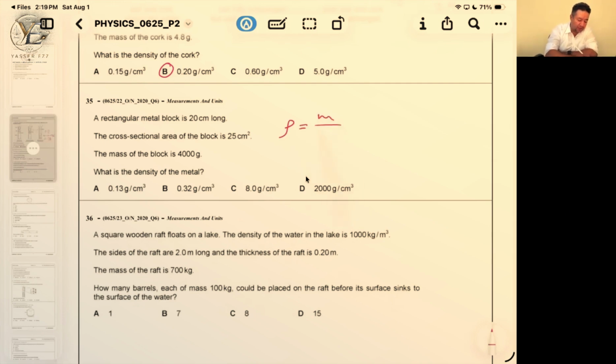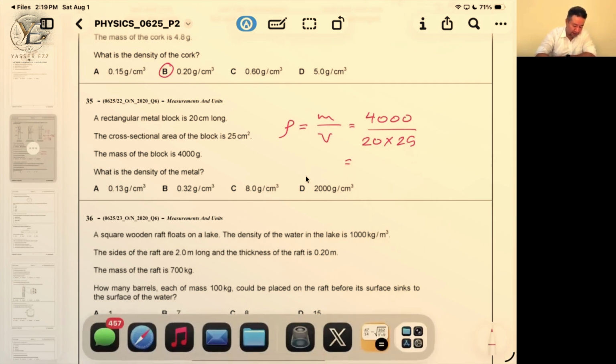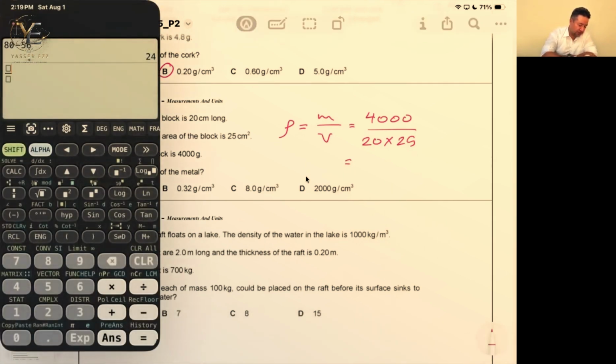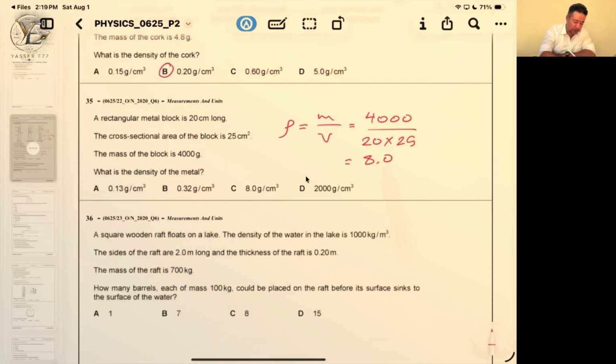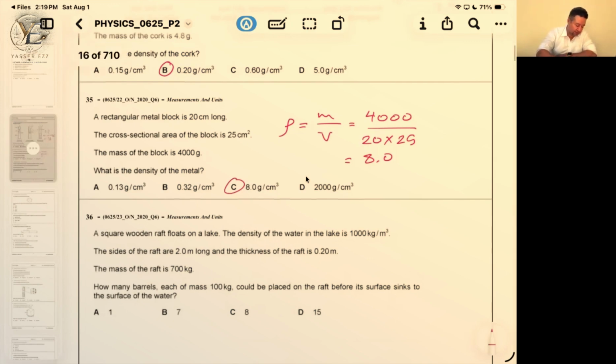Again, density equals mass over volume. We have the mass, which is 4,000 gram, and the volume is the length of the rectangular metal block, multiplied by 25. So it will give us directly the density. So we have here 4,000 over 20 times 25, which is 8. So the correct answer is 8.0. Since all are two significant figures, the correct answer is letter C.